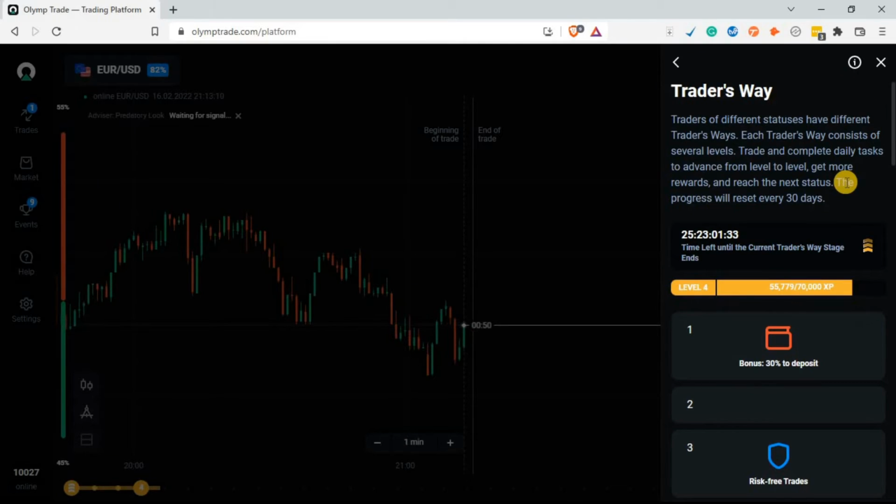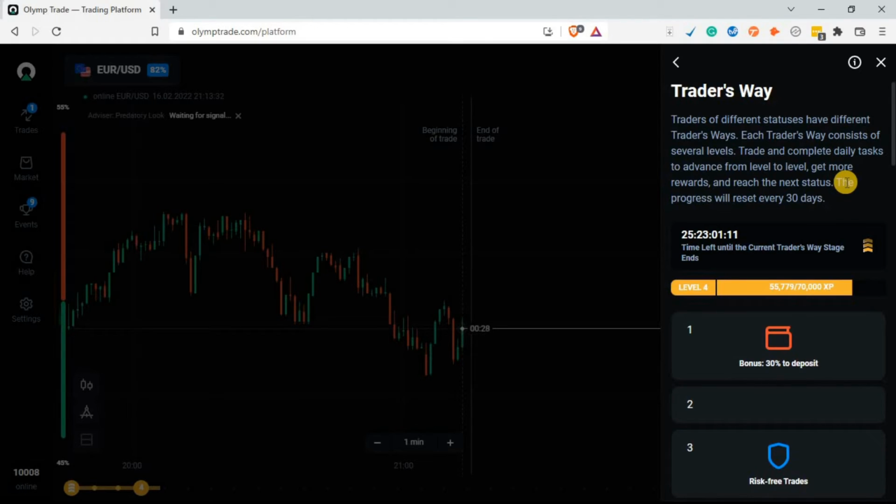You should also realize that the progress will reset every 30 days. So if you work your way up today to expert level and then you stop trading for the next 30 days, when you come back, you'll have to start again. And that's why you need to always trade, to always achieve your daily tasks, to keep your status.